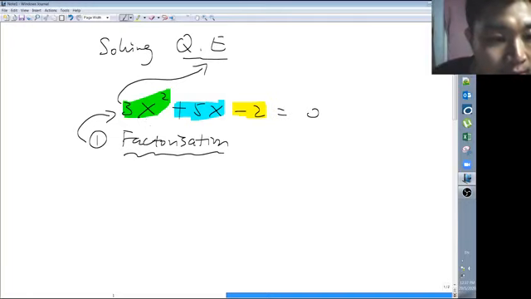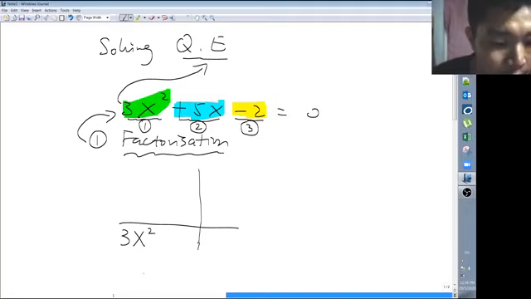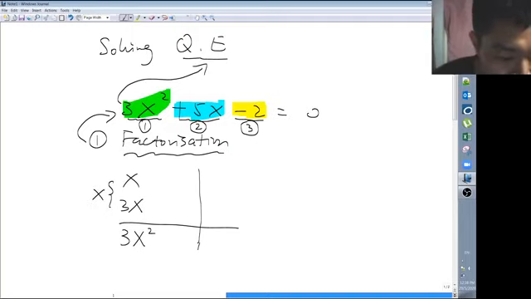Like I say, you have term 1, term 2, and term 3, and your job is to figure out how to get them. Using the factorization method, the thing I ask myself is, how can I get my first term, 3x squared? You can think of a multiplication of x and 3x. These two, multiplied together, should give you 3x squared.